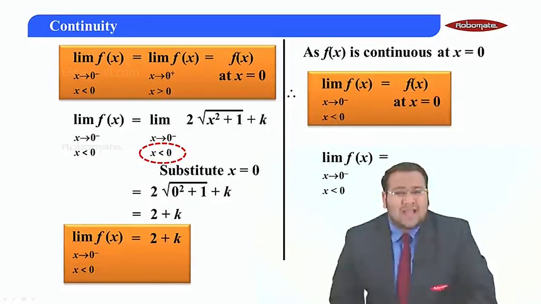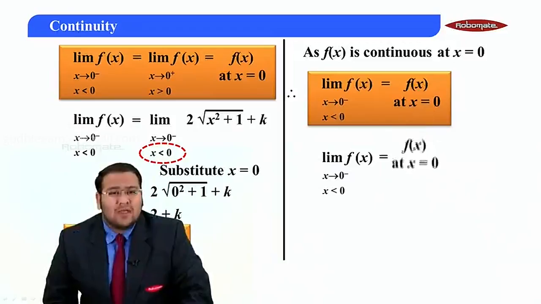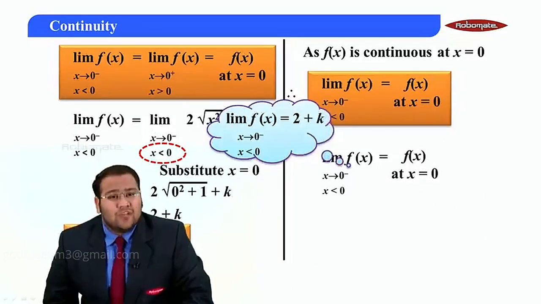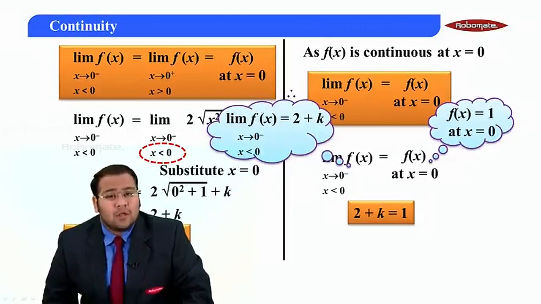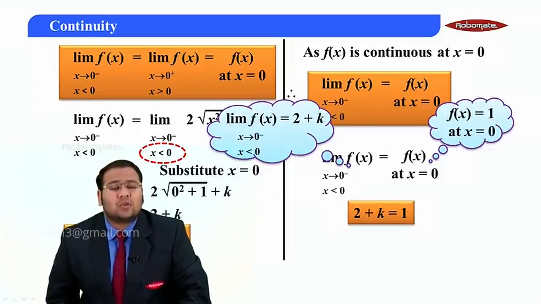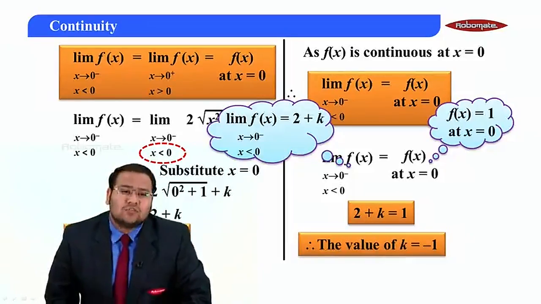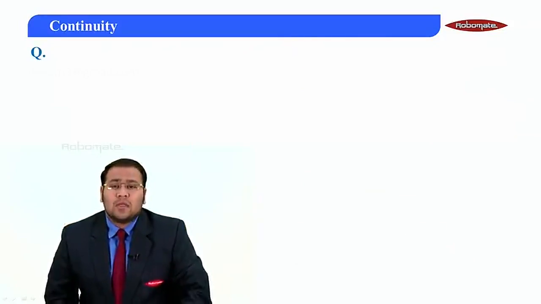Hence, I can say that limit f of x when x is tending towards 0 minus is equal to f of x. But we also know that for 0 minus, the value was 2 plus k, and for f of x at x equal to 0, it was 1. So while equating, the equation would be 2 plus k is equal to 1 and hence I can say the value of k is minus 1. Students, such type of problems you can expect in examinations. Next, moving ahead with the next problem.